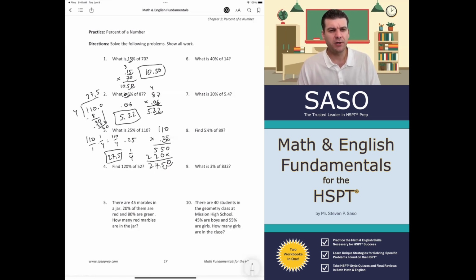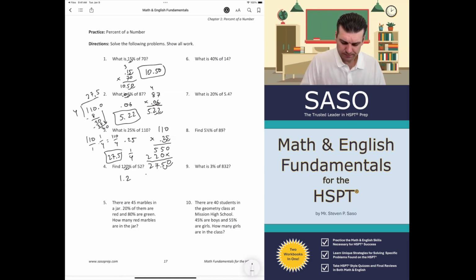Number 4, find 120% of 52. Okay, so this is where it's important, right? We talked about changing a percent to a decimal. For 120%, the decimal is understood at the end of the number. Then we move it over two places to the left. So that's 1.2. Again, you can drop those zeros just to make the multiplication easier. So instead of doing 1.20, we just do 1.2. It's the same number.